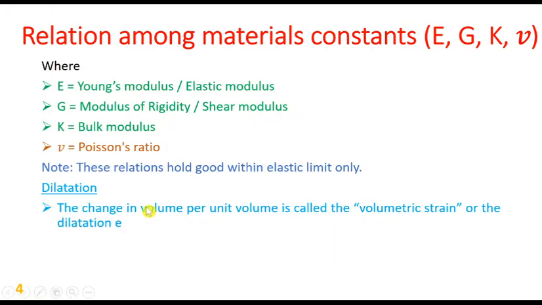So then we will have a relation among material constants: E, Young's modulus or elastic modulus; G, modulus of rigidity or shear modulus; K, bulk modulus, the ratio of volumetric stress over volumetric strain; and mu, Poisson's ratio. Note, this relation holds good within the elastic limit only. Dilatation, the change in volume per unit volume, is called volumetric strain or the dilatation e. So volumetric strain or dilatation e is defined as the change in volume per unit volume.